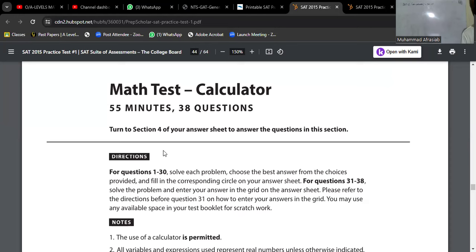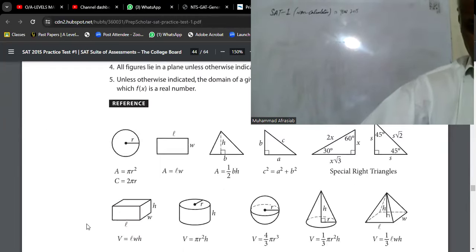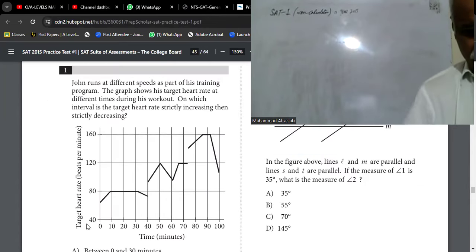Total time is 55 minutes and the total number of questions is 38, and you have to solve them one by one without a calculator. These are the instructions. And now question number 1.